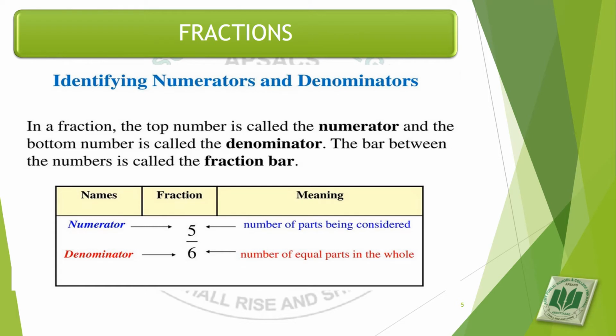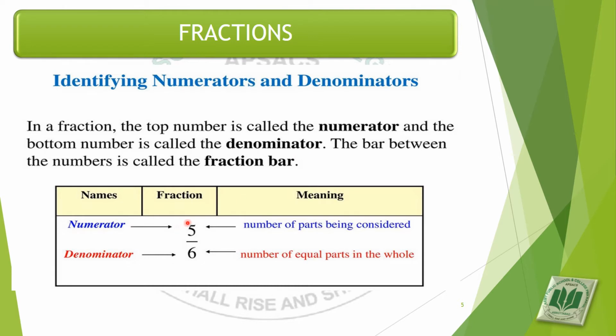Students, as we know, a fraction has two parts. These two parts are numerator and denominator. Here we will learn how to identify what is numerator and denominator. In a fraction, the top number is called the numerator and the bottom number is called the denominator. The bar between the numerator and the denominator is called the fraction bar.